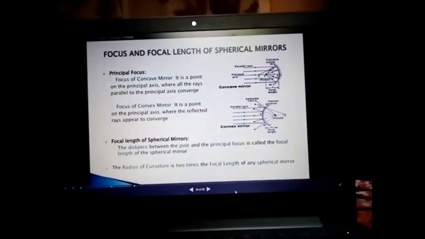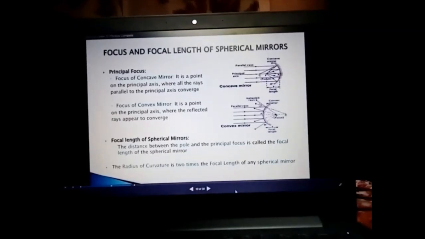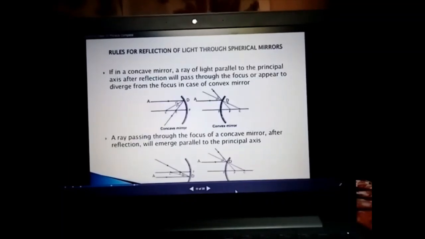Dear student, this is the second lecture of the chapter Light Reflection and Refraction of class 10th physics. In the last lecture, we completed the topic focus and focal length of the spherical mirror. Now we have to start the rules for reflection of light through the spherical mirror. There are four basic rules of the reflection of light through a spherical mirror.